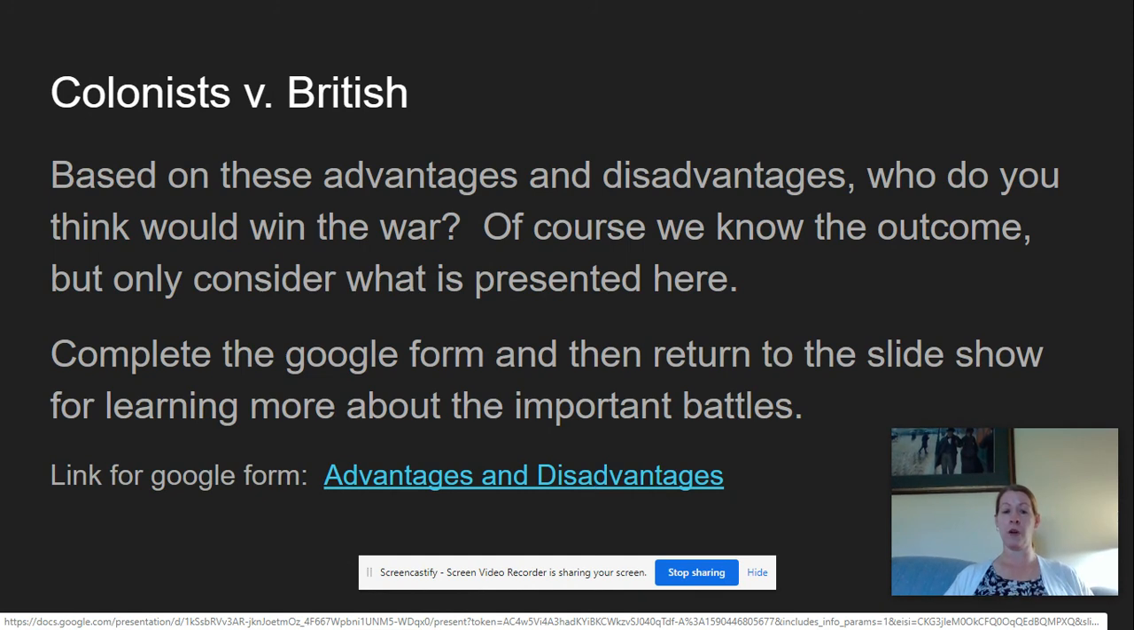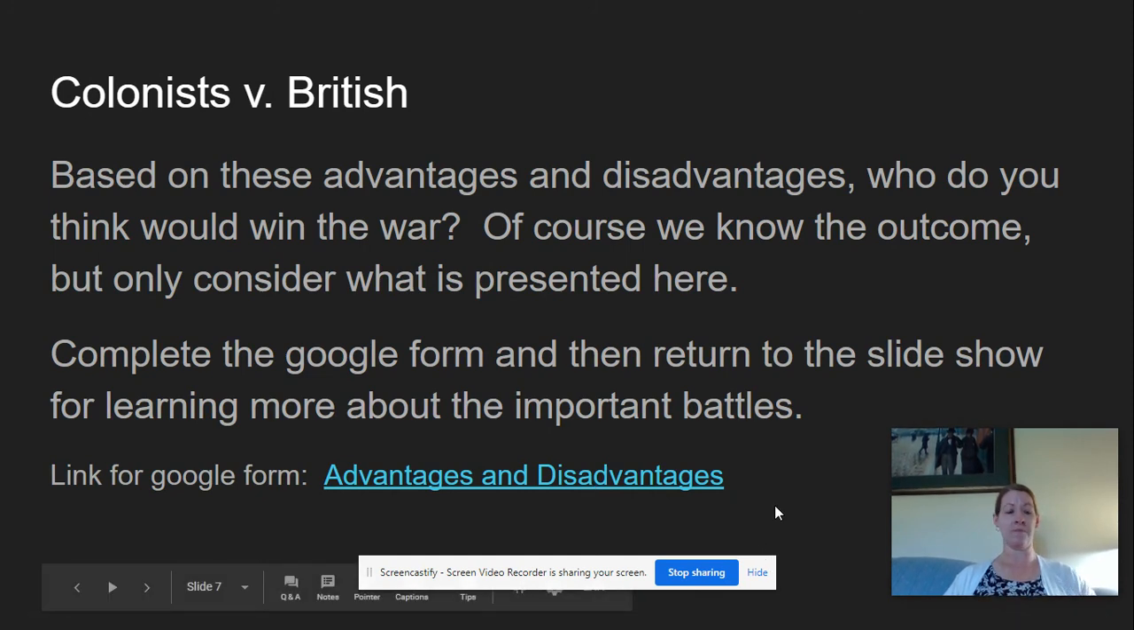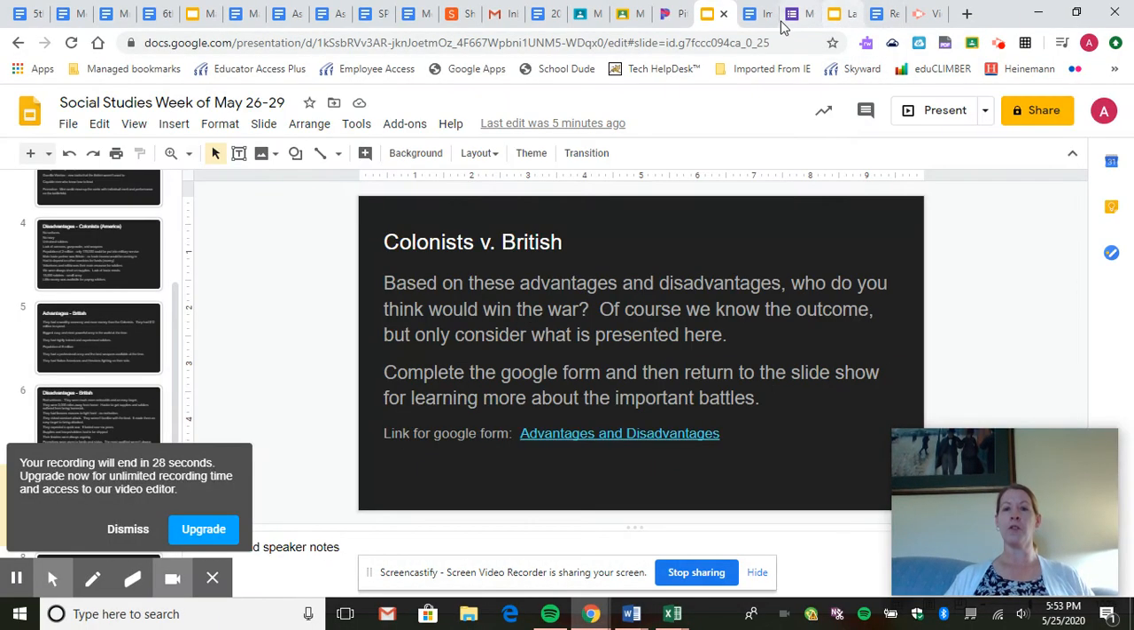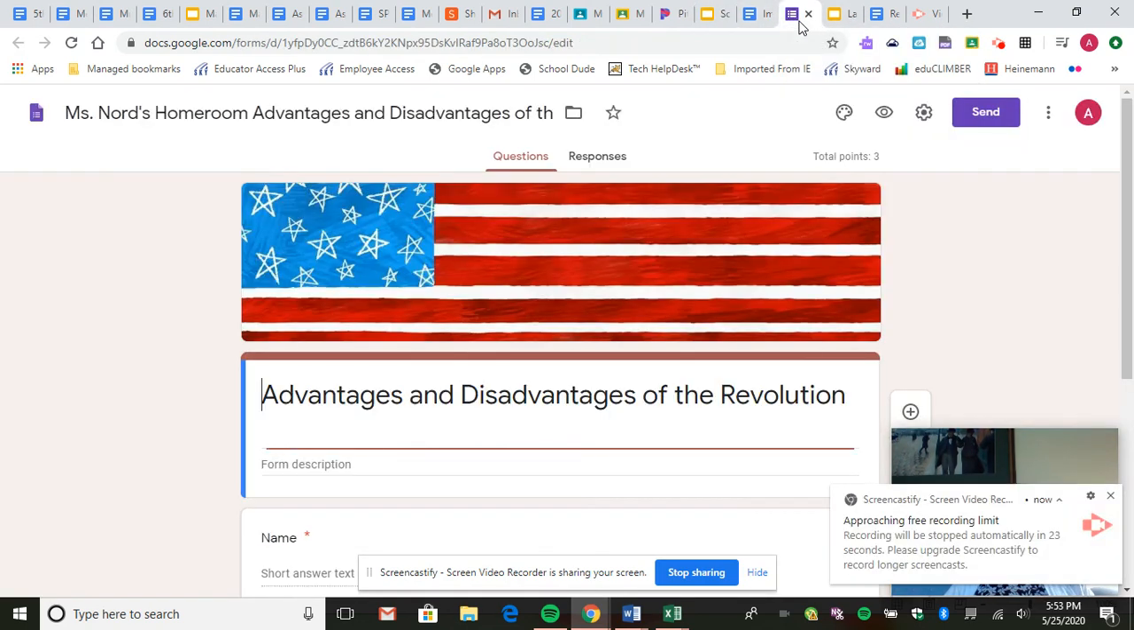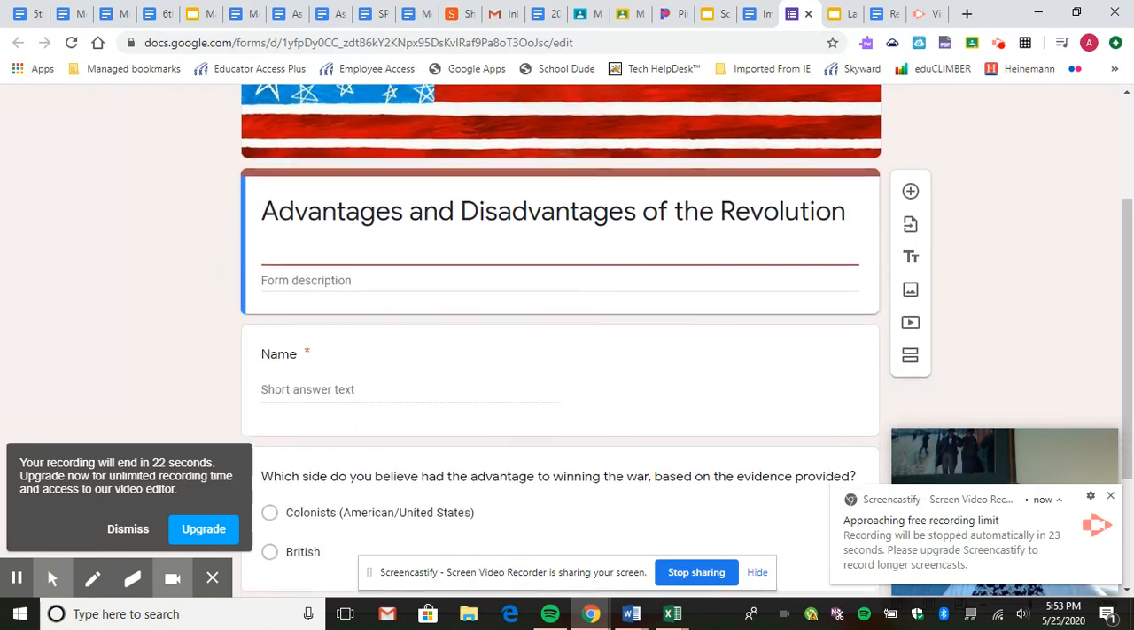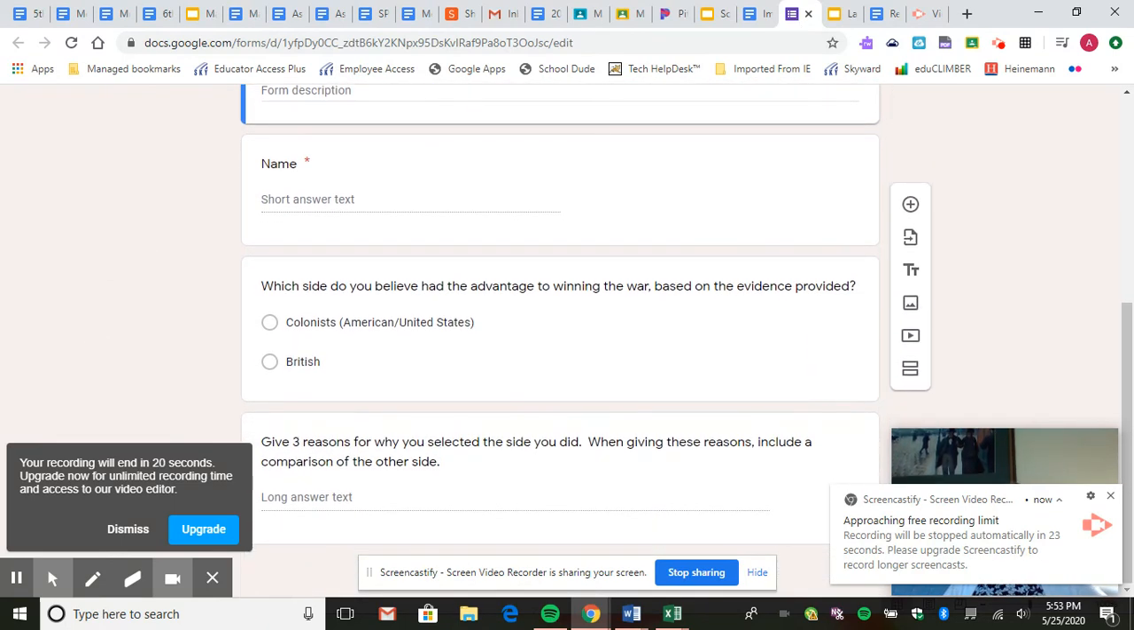You are going to want to, actually, it's not working for me here. You are going to want to go to this form here, and you are then going to fill in who you think would win, which side, based on the information that was presented. And then you are going to make sure that you give the 3 reasons based on what you learned.